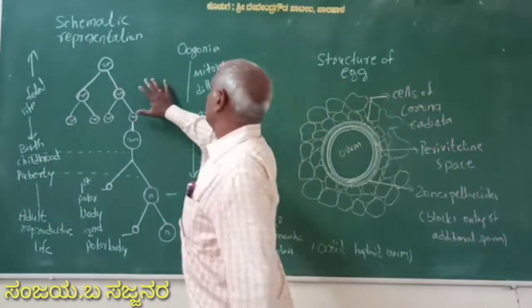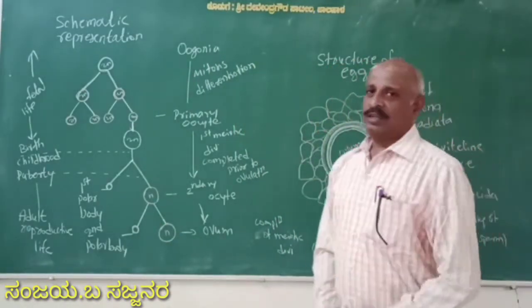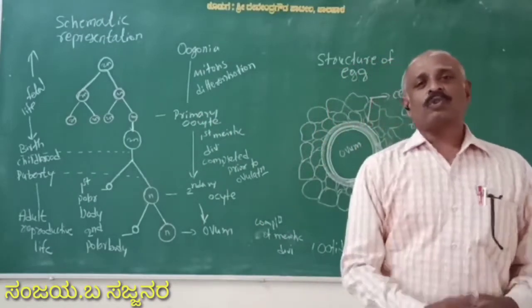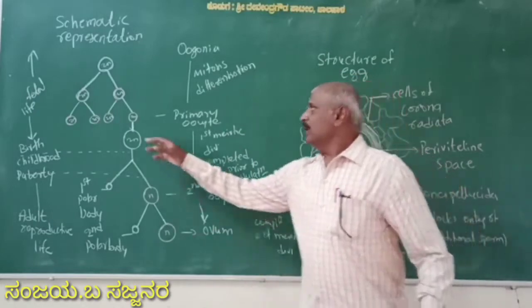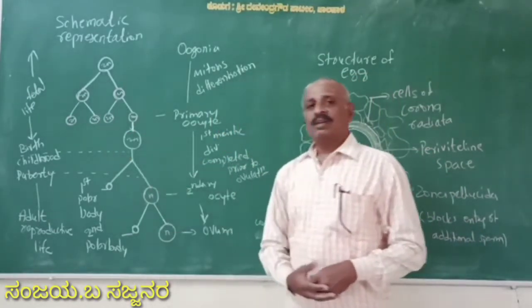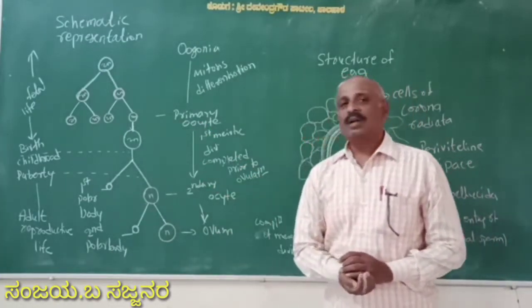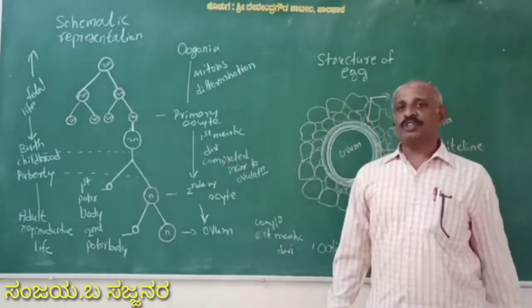So we start here with the oogonia. It increases its number in the ovary by mitosis and undergoes the process of differentiation. The primary oocyte is formed, that is before the birth. The primary oocyte is formed and starts the first meiotic division.